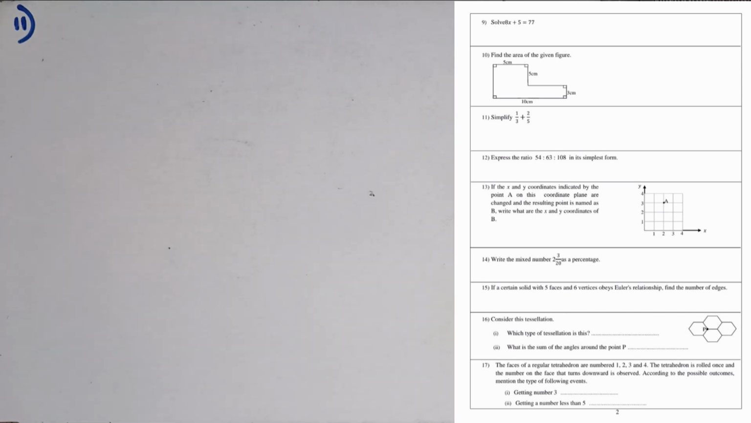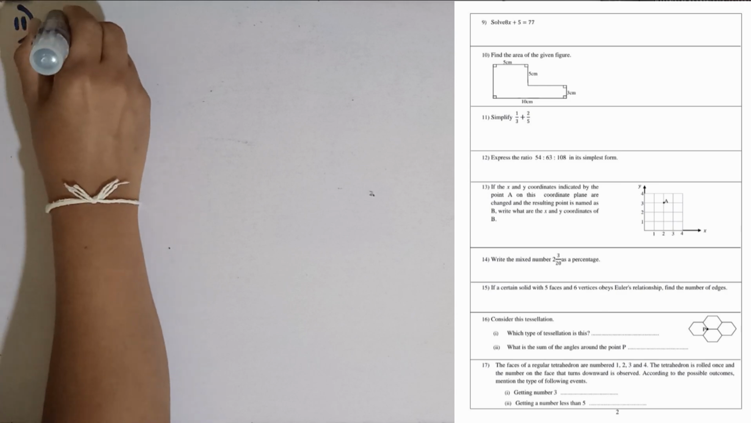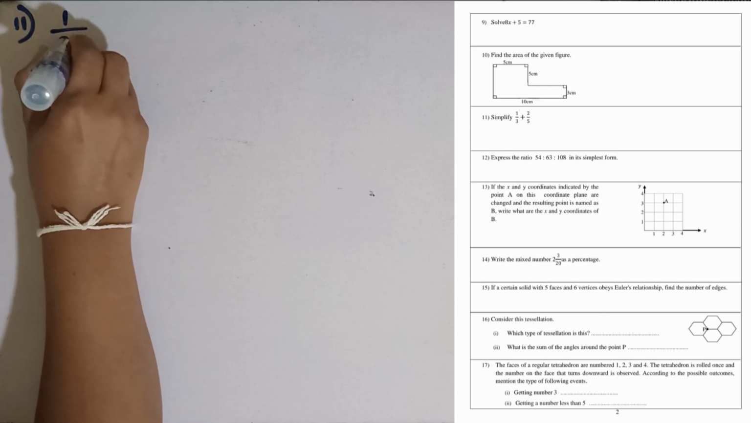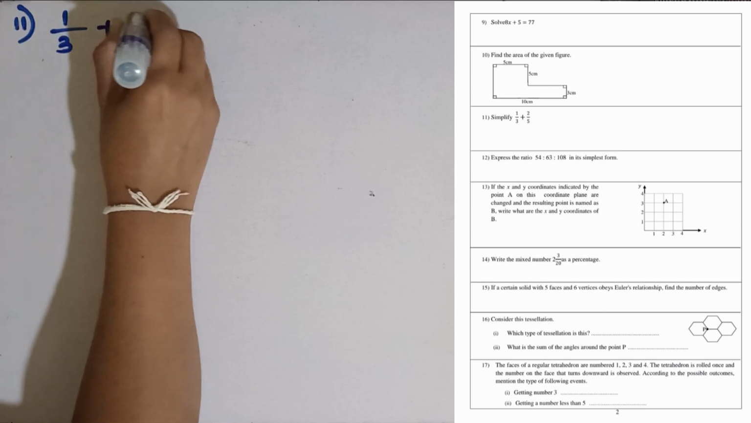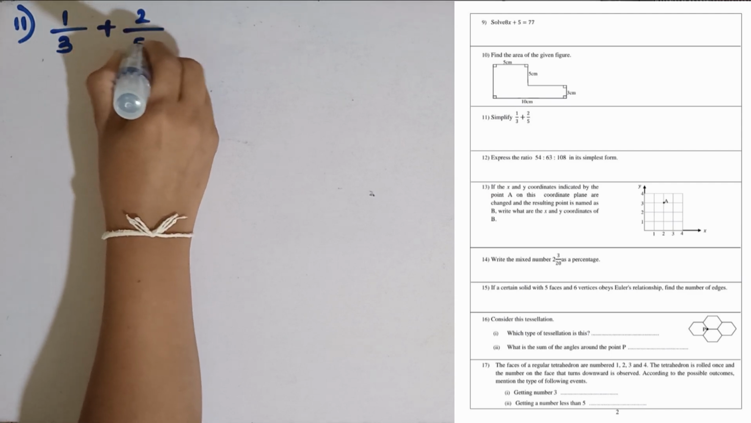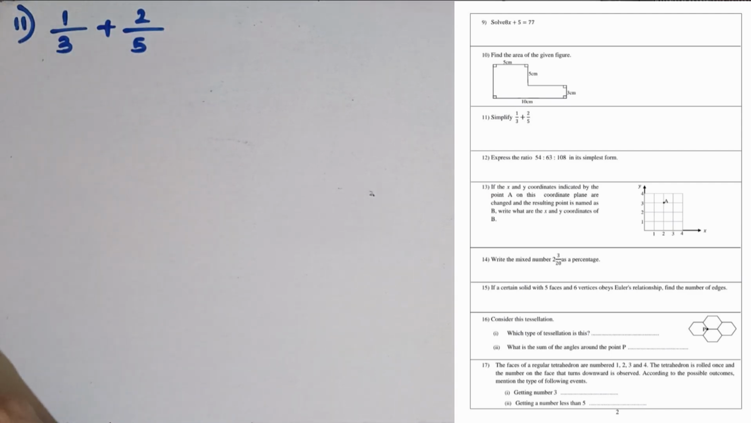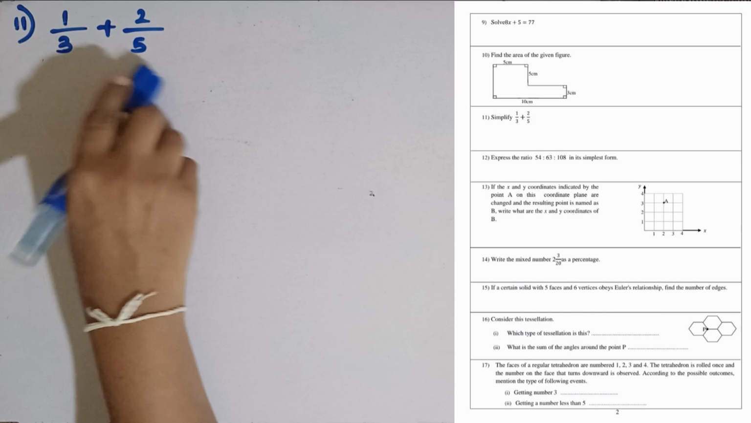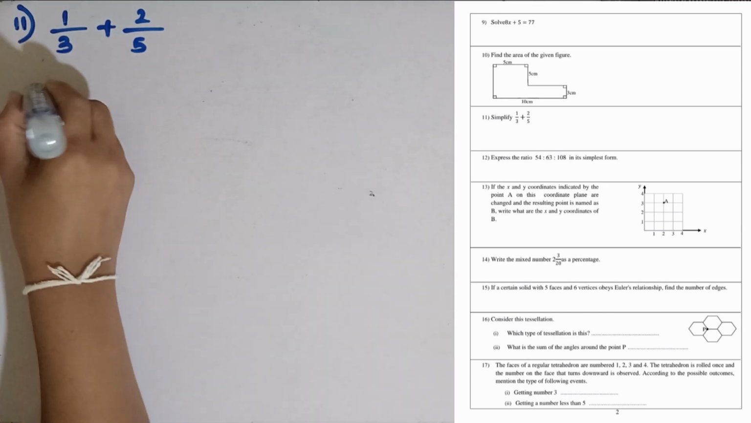Question number 11, simplify. We are given two fractions to add. 1 over 3 plus 2 over 5. We have to take a common denominator. What is the common denominator of 3 and 5? 15.